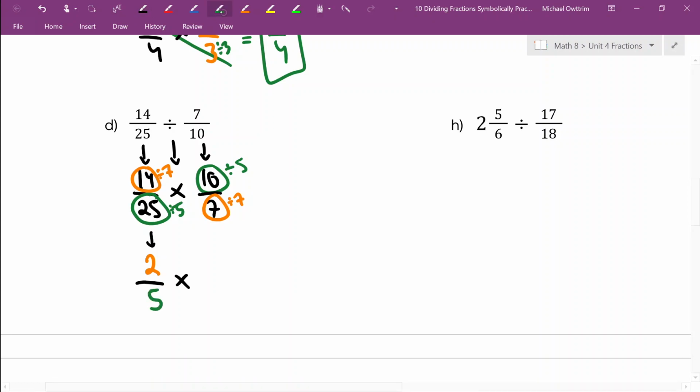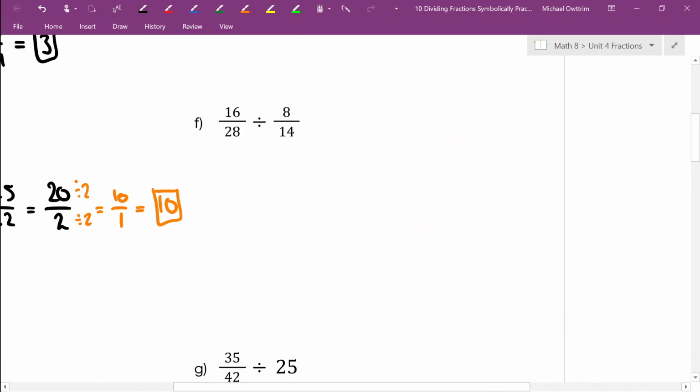And 10 divided by 5 is 2. And 7 divided by 7 is 1. And this is a lot easier to complete. 2 times 2 is 4, 5 times 1 is 5, 4/5 is our simplest form answer.